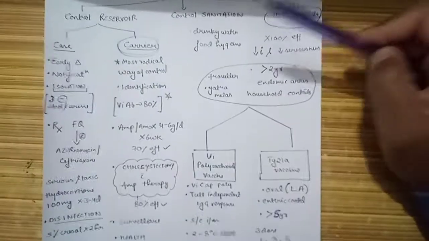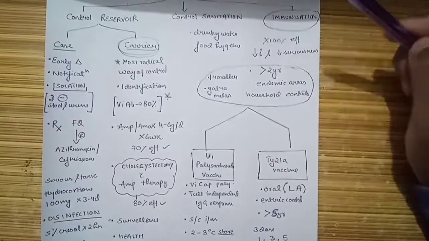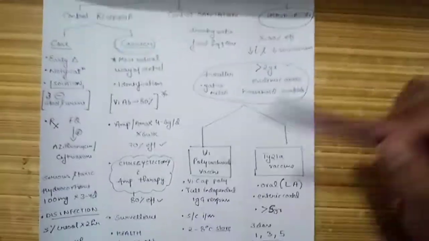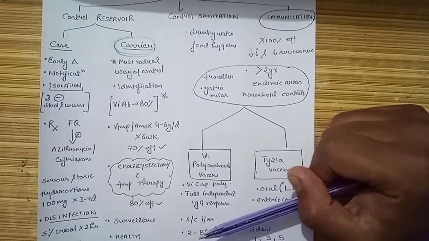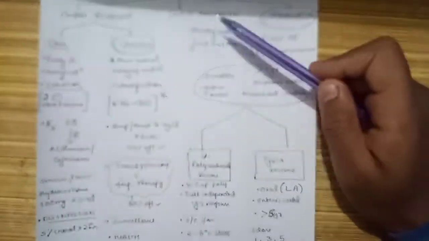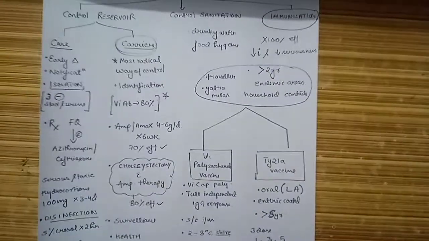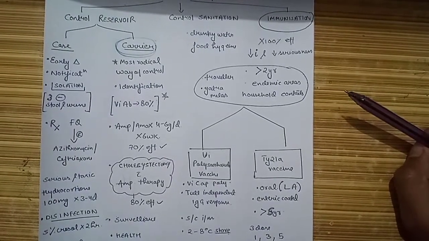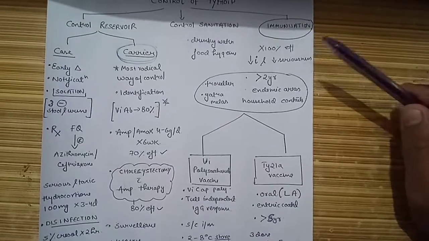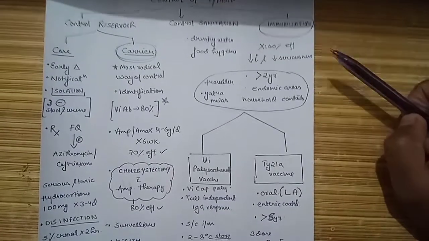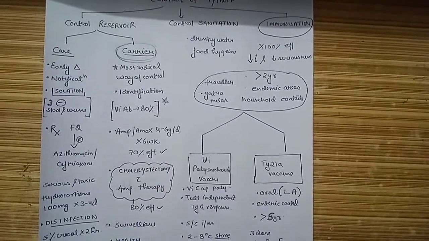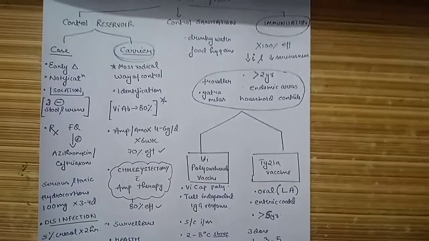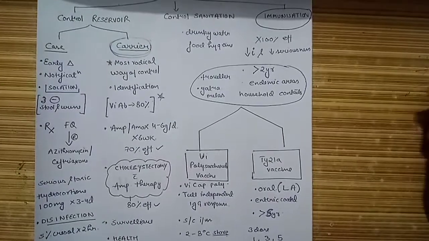Now going on to the second point, controlling the sanitation level, this is in conjunction with health education. So we need to give the people health education, plus we need to improve the domestic drinking water supply, plus food hygiene is a must. The third level at which we control typhoid is immunization. Immunization is not 100% effective, but it does decrease the incidence and seriousness of the disease if it occurs.